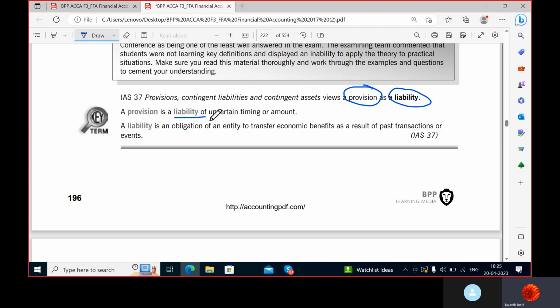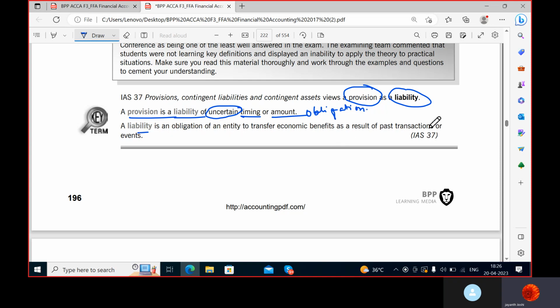Now, what kind of liability? Because we now know the definition of liability. Liability is nothing but an obligation for the company. Do you agree with that? Liability is an obligation. Yes, ma'am. Now, why is provision shown as a liability? There are two things, timing and amount, and both are uncertain. So for provision, there's uncertain timing and uncertain amount.